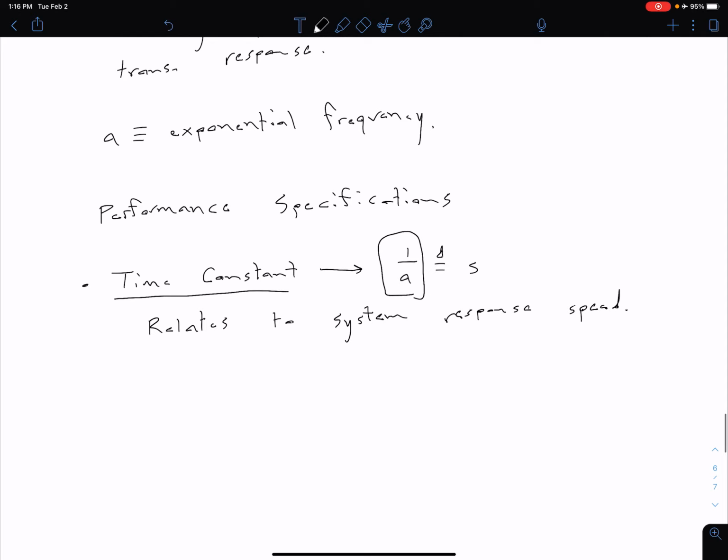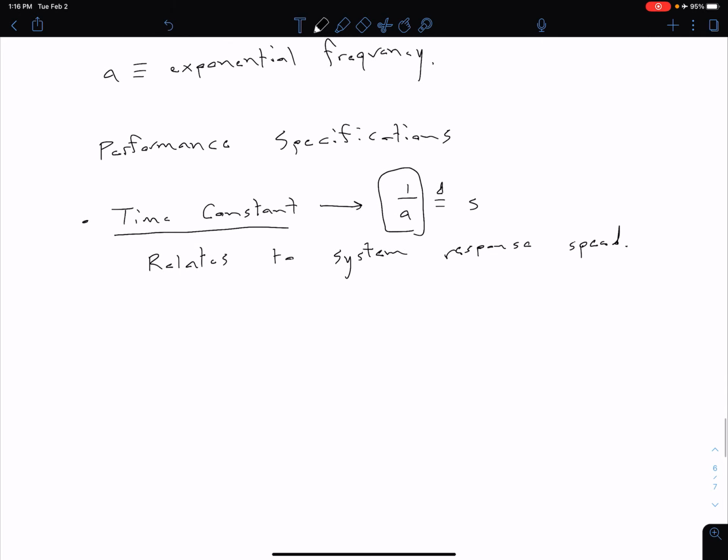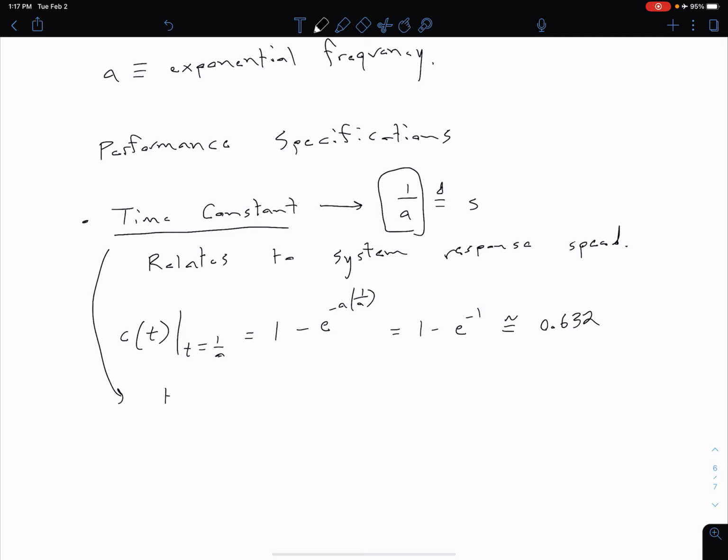Okay, and so that's the response to the input r of t. A way we can get a better grasp of this is, let's say we evaluate that c of t function we found above at a value of our time constant, so at t equals 1 over a. If we plug that in, we have 1 minus e to the minus a times t, where t is 1 over a. So of course that becomes 1 minus e to the minus 1. Evaluating that gives us approximately 0.632. So what our time constant means is the time it takes to reach about 63% of the final value.